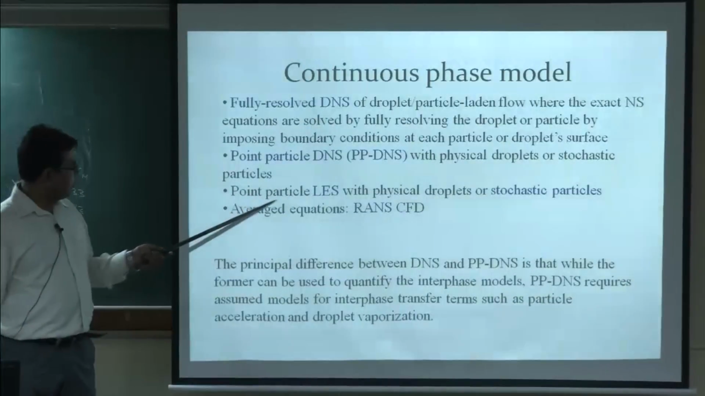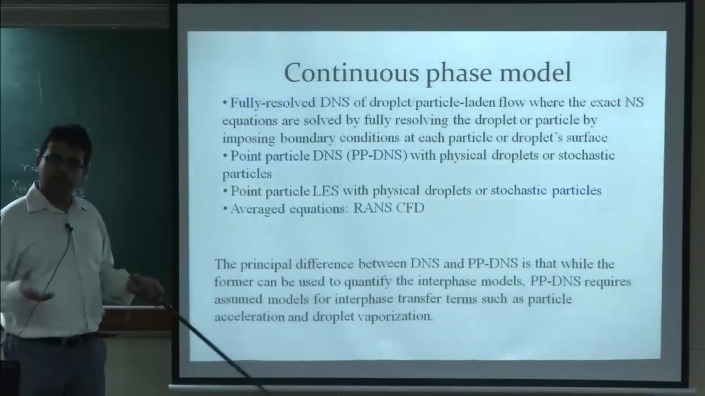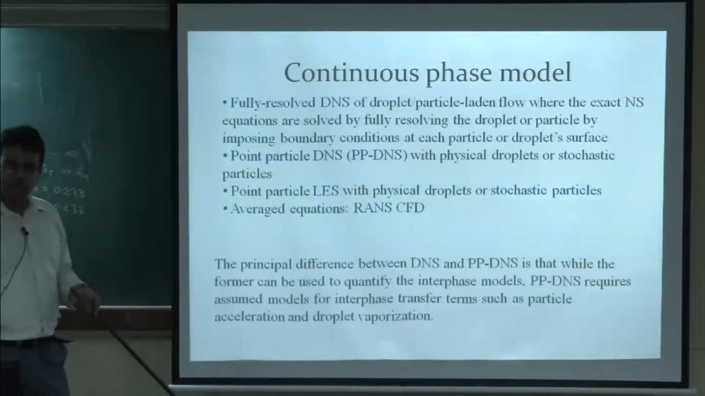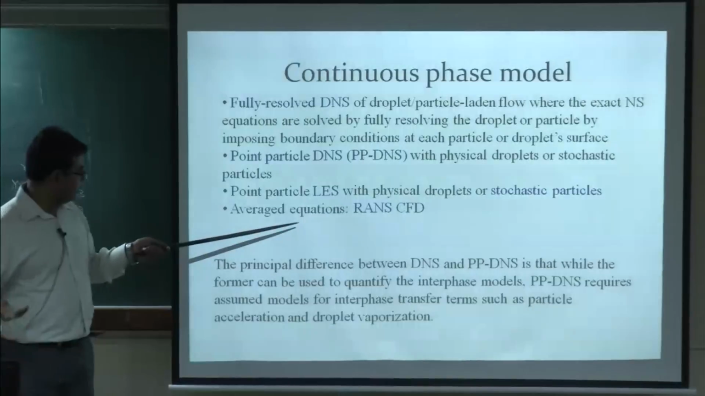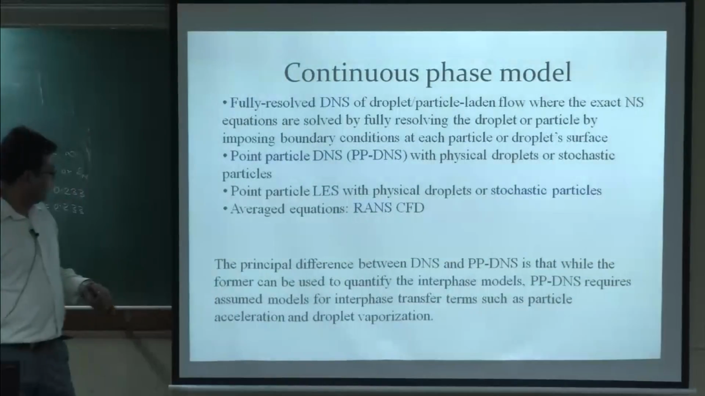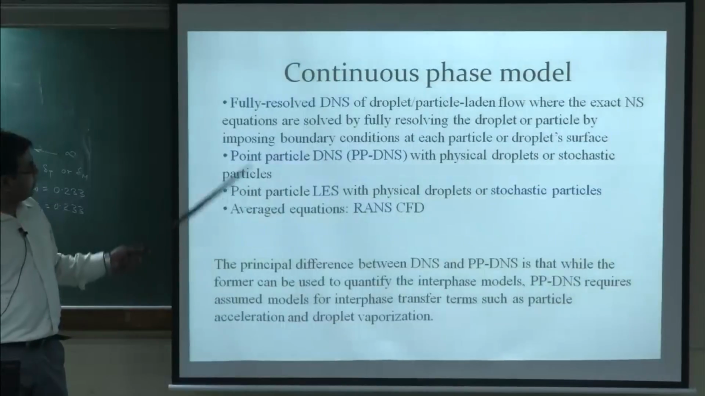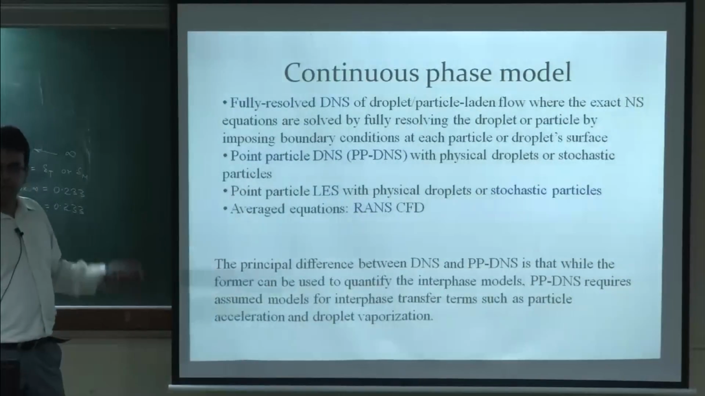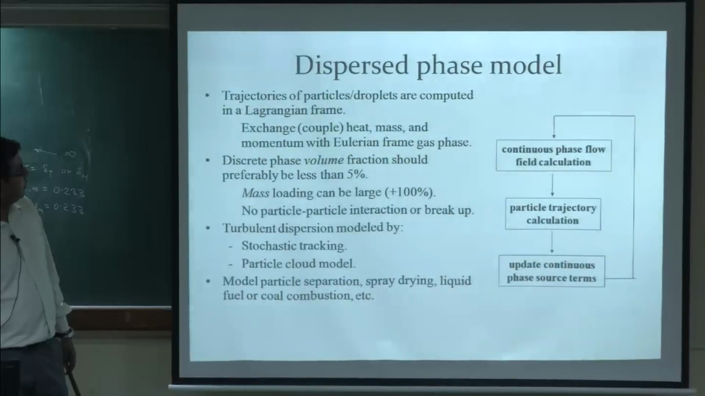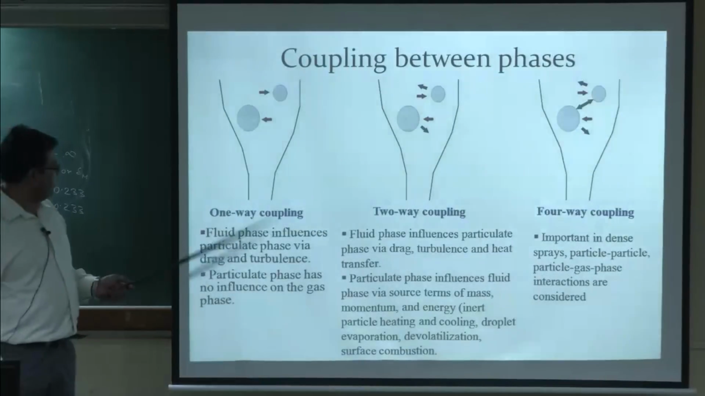You can have point particle LES also. Here also the droplet size is subgrid, so less than the mesh that you are using. Also you can use a RANS code. So depending on the complexity you can have DNS, LES or RANS, and we will show the equations later on. Okay, so coupling between phases.